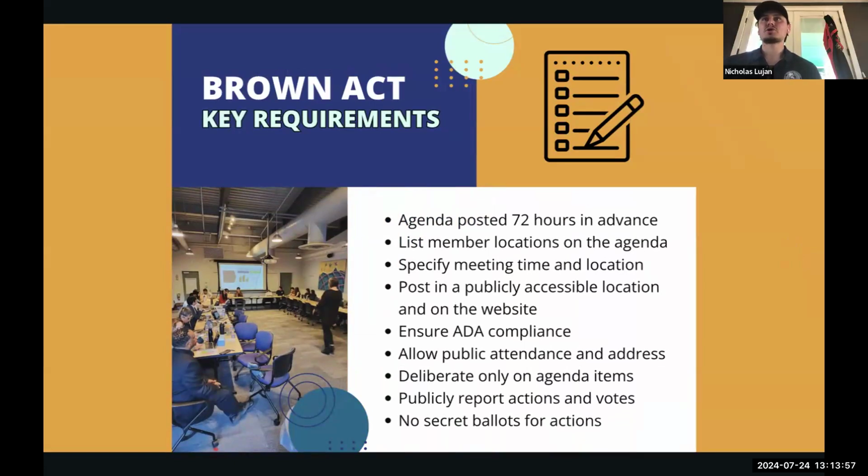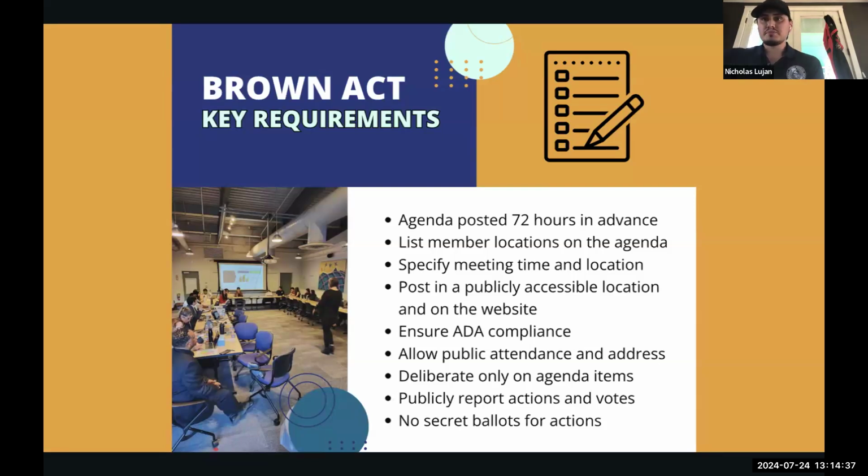So the Brown Act key requirements are that you post your agenda 72 hours in advance. We're actually asking that you submit your agenda to Deja 96 hours in advance, keeping in mind holidays and accounting for those, and also keeping in mind that we're all being respectful of each other's times. We give each other that 24 hours of grace by posting our agenda at 96 hours. You're going to list your member locations on the agenda. You're going to specify meeting times and locations, once again, just for transparency and for inclusion.